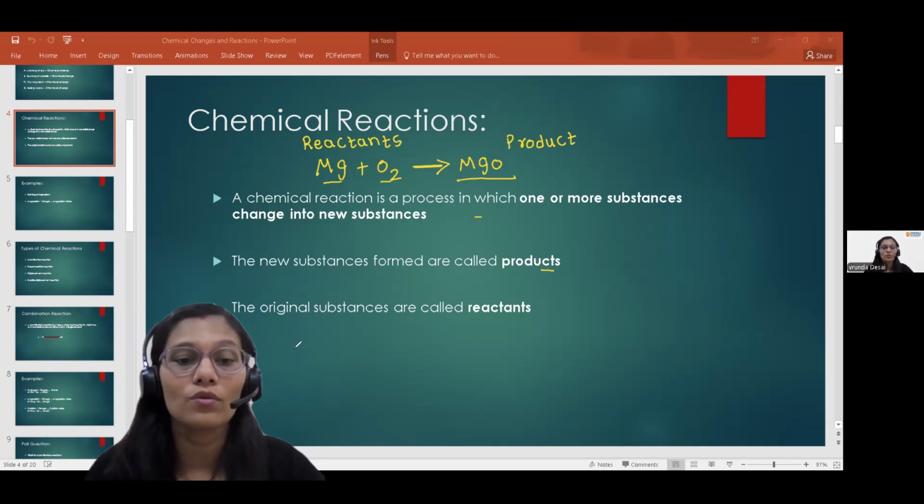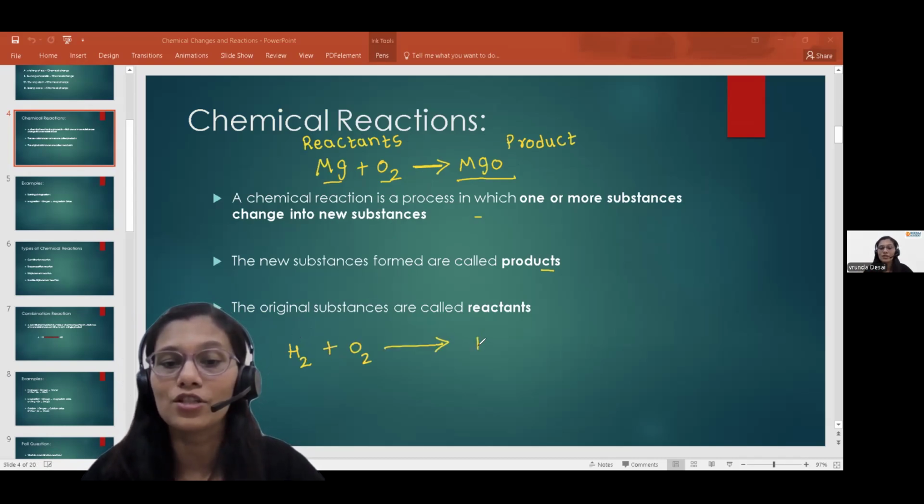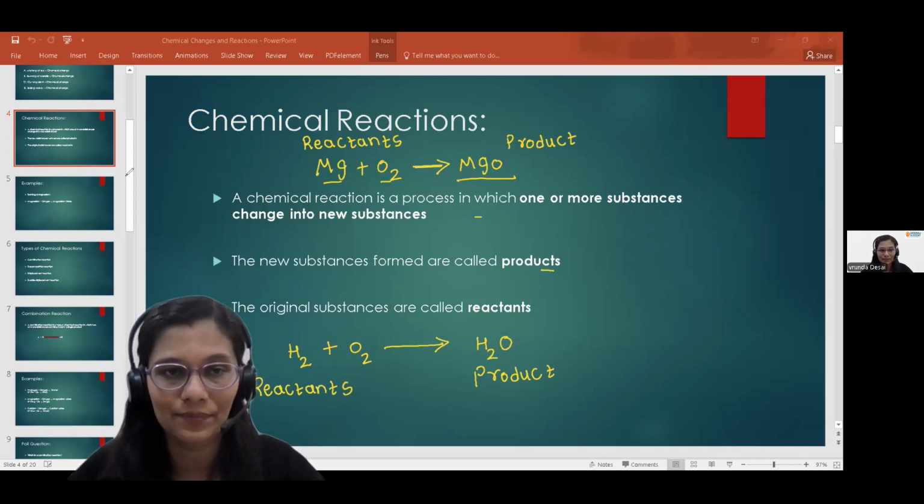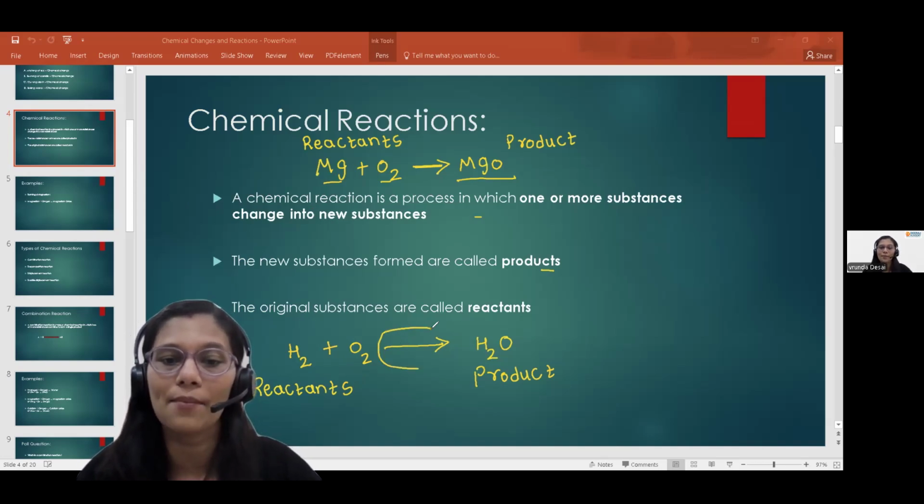We can take another example: H2 plus O2 gives H2O. Here H2O is the product. The product is always on the right hand side, and the original substances, that is hydrogen and oxygen, are reactants. Reactants are always on the left hand side, and they are usually separated from the product by an arrow.